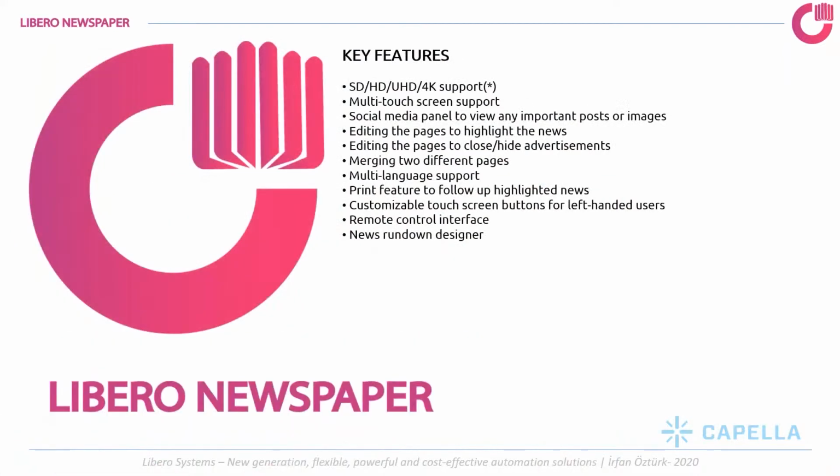And the key features of Libero Newspaper: you can edit the pages, you can highlight the news or hide the advertisements, and you can merge two different pages also, and it also supports multi-language, and you can print the news pages to show the highlighted parts of the newspaper to your presenter. And you can customize the touchscreen buttons also according to left-handed or right-handed users.